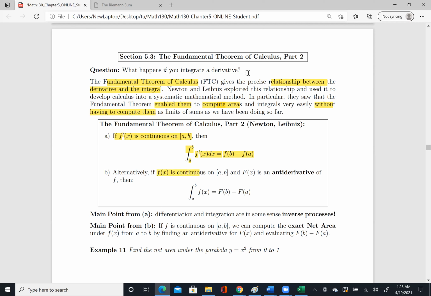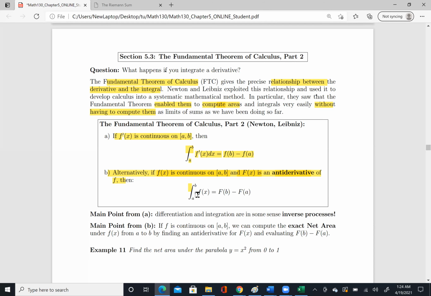So alternatively, if f of x is continuous on a to b and capital F of x is an antiderivative of f, then the integral from a to b of f of x will be capital F of b minus capital F of a. So that is the way.